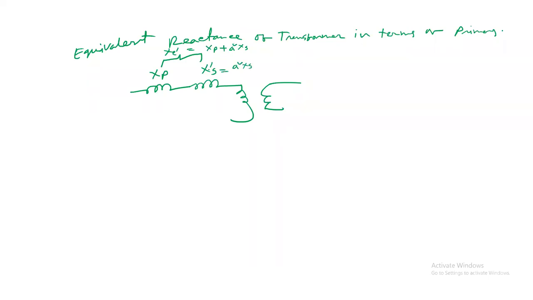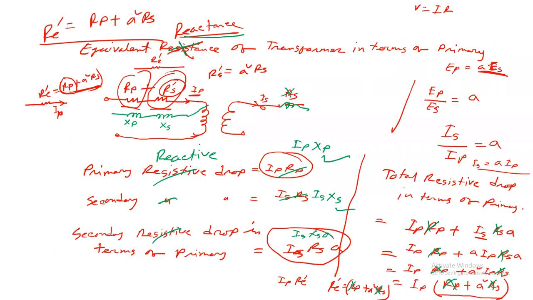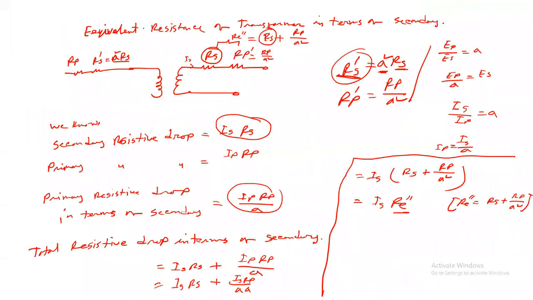Okay, our final result should be this. Only the previous RP plus A square RS, now XP plus A square XS. And this is the third circuit, and all must be written. Just change. This is the first part, all are reactive. Okay, clear? Okay, sir. Now our fourth topic, equivalent reactance, not resistance, reactance.